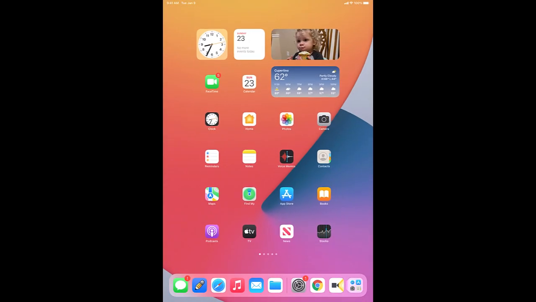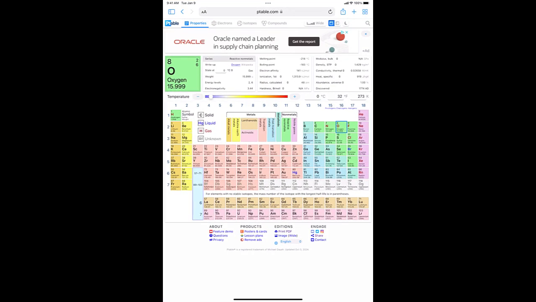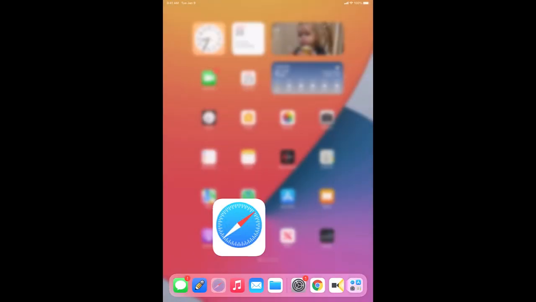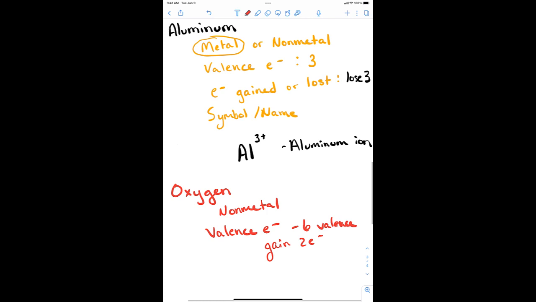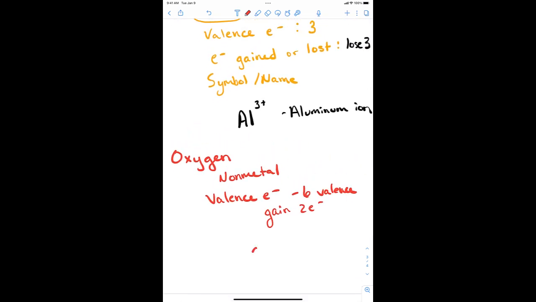If we again look at that periodic table, we can see that oxygen is in group 6, meaning it has 6 valence electrons. So we come over here and it has 6 valence electrons. Now, you have to ask yourself, is it going to be easier for it to gain 2 electrons to have that full octet, or to lose 6 electrons? And it will be easier for it to gain, and it will gain 2 electrons. And so because it gains 2 electrons, our symbol is going to be O with a 2 minus charge, and we would call that an oxide ion.